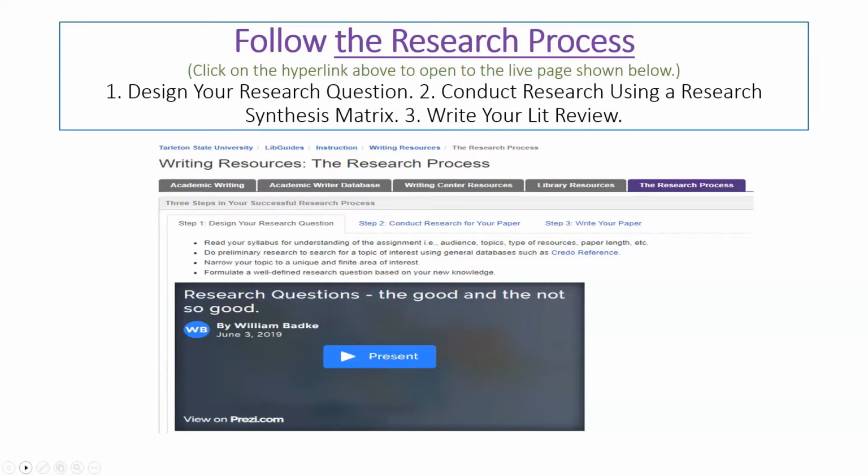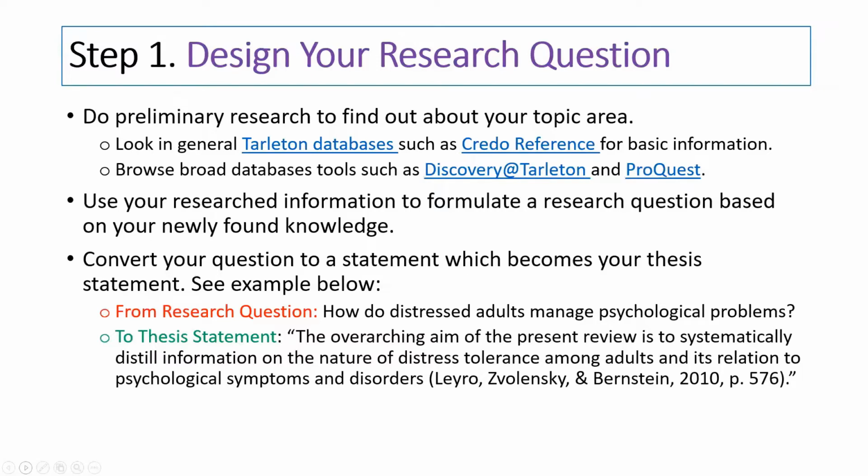Thank you. So when you're doing a research review, the first thing you're going to do is design your research question. So do some preliminary research to understand what you're talking about. Look in these databases that I've suggested here to help you grow your knowledge. And when you have enough knowledge to create a research question, then you look at your research question and you consider it in terms of a thesis statement. So a thesis statement is what you're going to write into your paper and then do your research from. And if you notice here, the research question that was first asked when they were doing the preliminary research, how do distressed adults manage psychological problems?